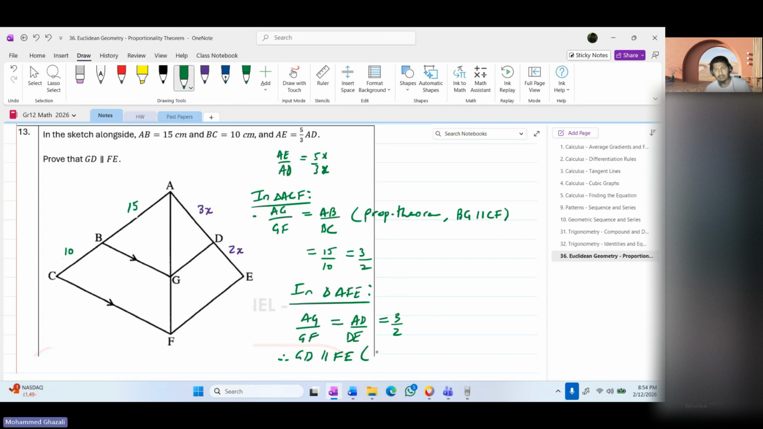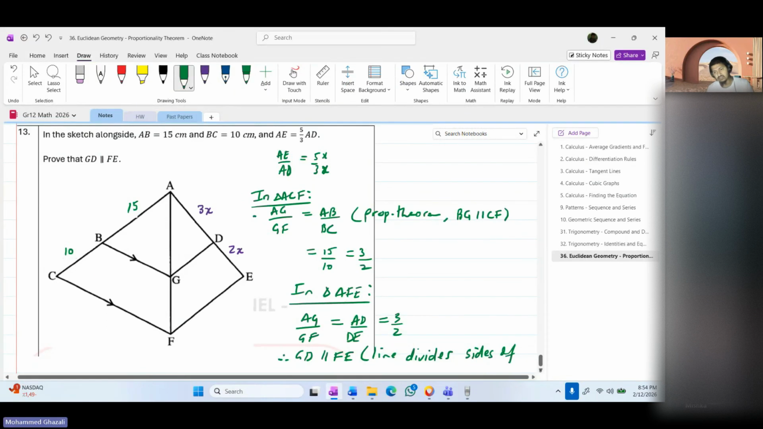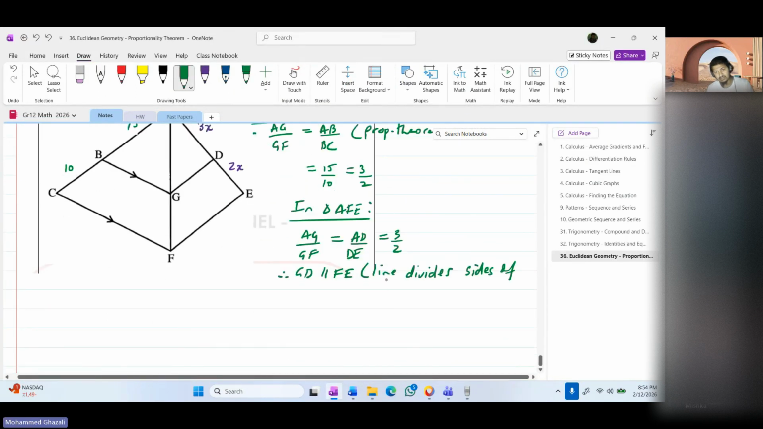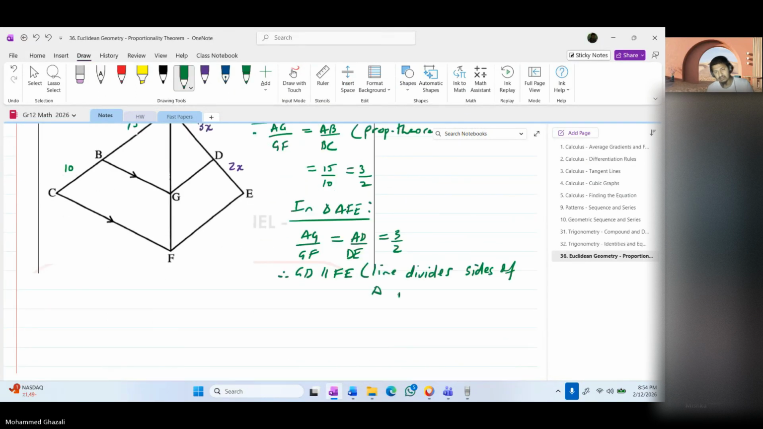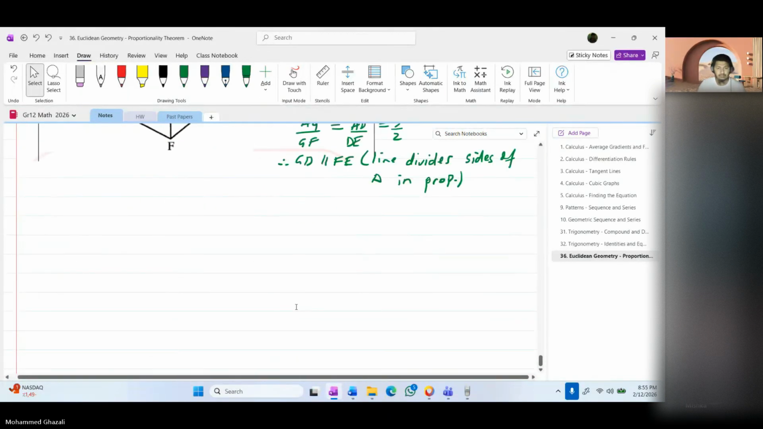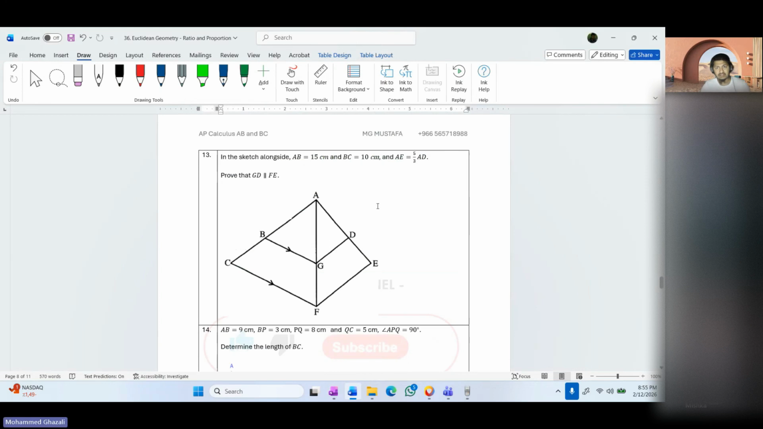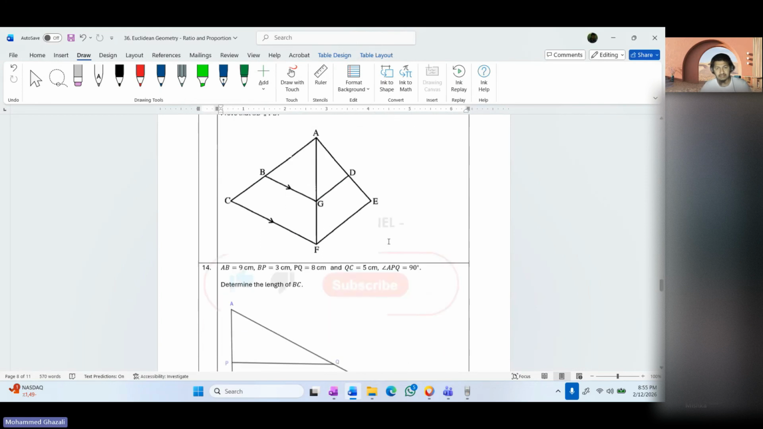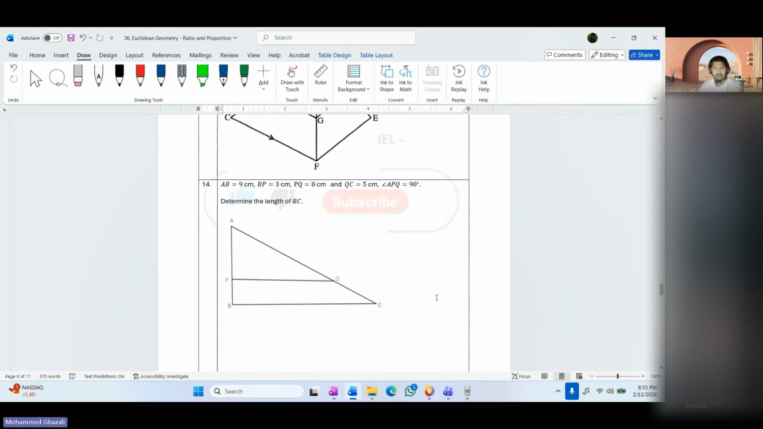And please write line divides sides of triangle in proportion. Right, guys? Nice. That's all they needed. Prove that it's parallel. Now, we're moving back on to problem solving.